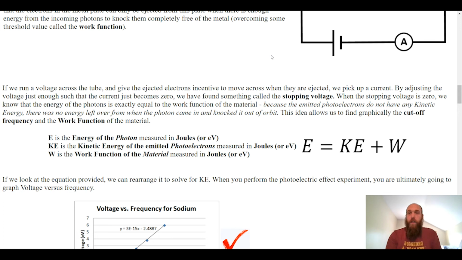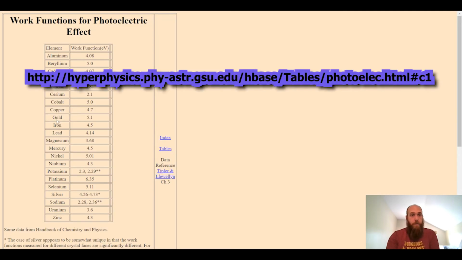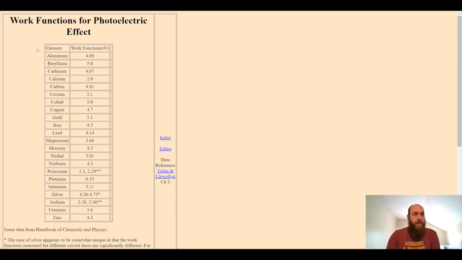So if we look at one of my favorite websites, Hyperphysics, we can see that they've listed a bunch of work functions for the photoelectric effect. They say down here at the bottom that zinc has a work function of 4.3 electron volts. Let's see if we can figure out what type of energy then is needed to just get the electrons to move, but not to actually create any current.